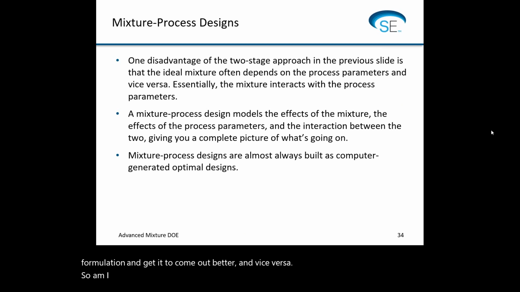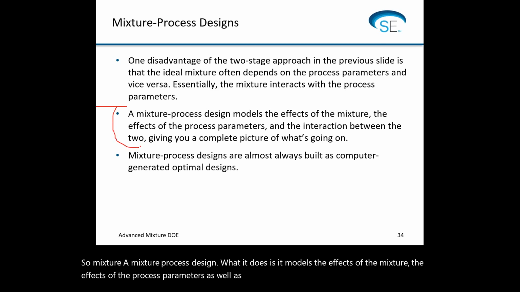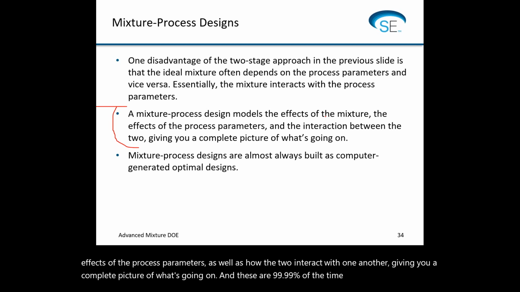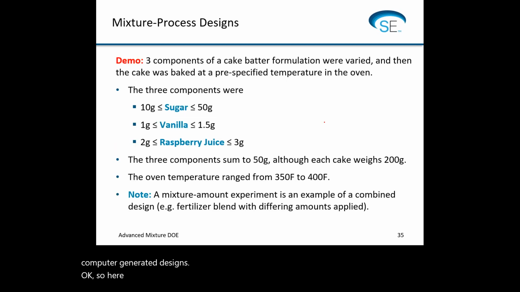So a mixture process design models the effects of the mixture, the effects of the process parameters, as well as how the two interact with one another, giving you a complete picture of what's going on. And these are 99.99% of the time built as optimal computer generated designs. Here we're going to just quickly set this design up before we move on to the tips and tricks.